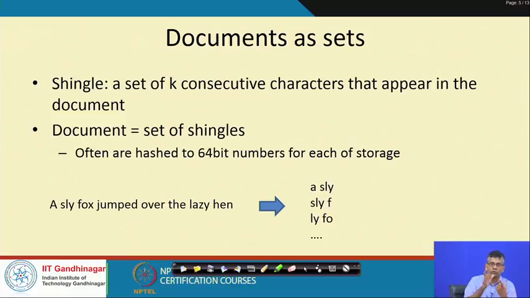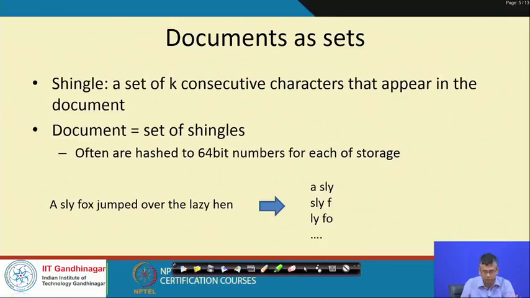Rather than store the list of these substrings or the multiset of these substrings, what we do is hash each of these substrings into a 64-bit number, using something like MD5 or murmur3, any fast hash function would do. And then you store the multiset or the set of these shingles. For instance, here is a particular sentence: A sly fox jumped over the lazy hen. And you can create a shingle by sliding a window.